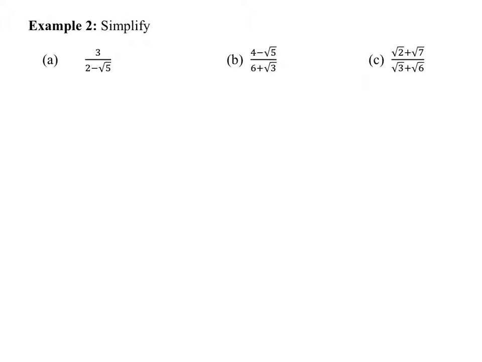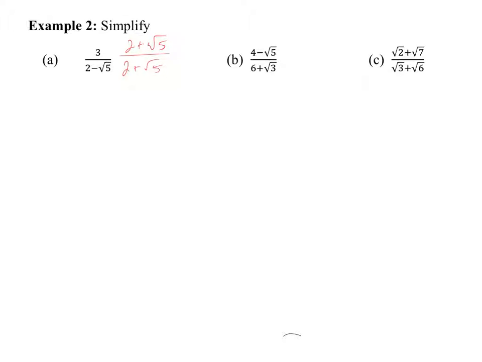For example, the first one, I'm going to multiply by 2 plus root 5 over 2 plus root 5, because the last example showed me that that would become a rational number. What am I multiplying by? I'm multiplying by its conjugate. Thank you. I heard reciprocal, conjugate. The opposite, the word is conjugate. So multiply by 2 plus root 5 over 2 plus root 5.